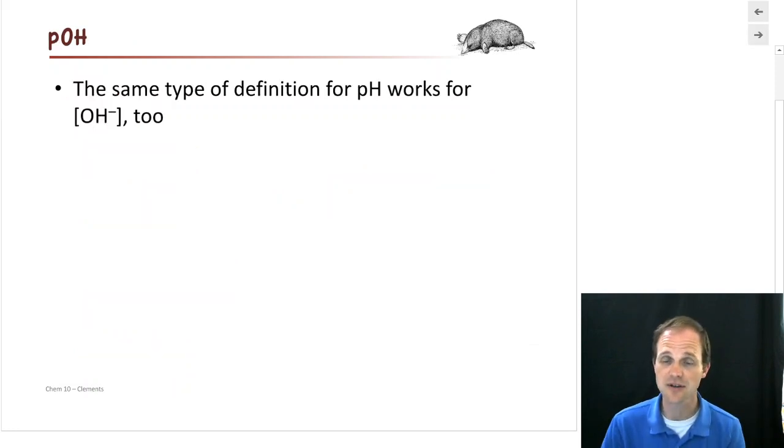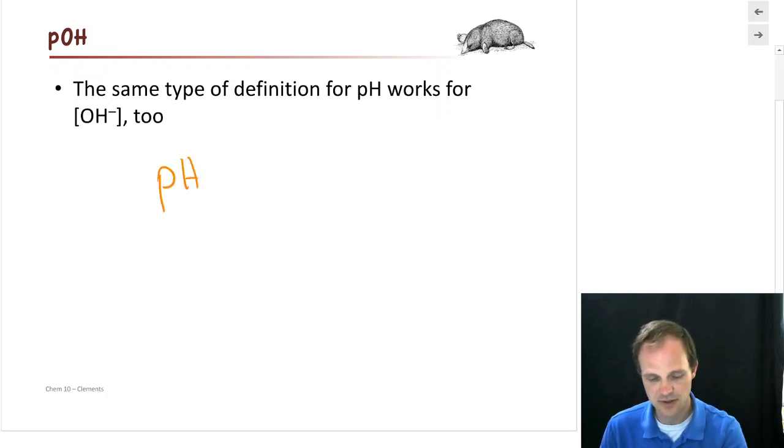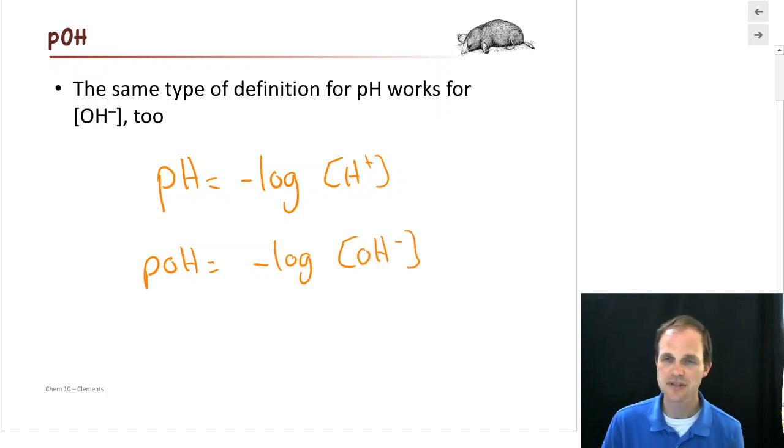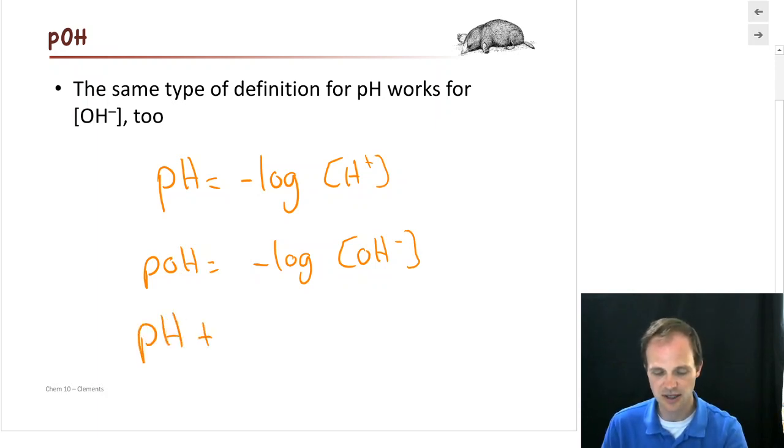It turns out we can also take pOH. So pH was defined as the negative log of my H plus concentration. What do you think pOH is going to be? It's the negative log of my OH minus. The only reason people would really do this on a regular basis is because it turns out there's a little shortcut that says if you take the pH plus the pOH, you get 14.